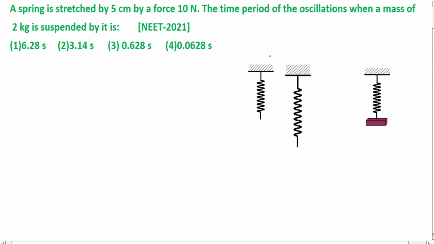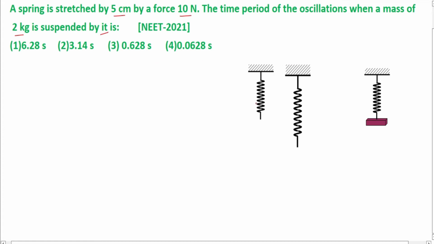Today we are going to discuss previous year NEET questions from the oscillation chapter. Our first question is: a spring is stretched by 5 centimeters by a force of 10 Newton. The time period of oscillation when a mass of 2 kg is suspended by it is. Okay, now let us see what is given.